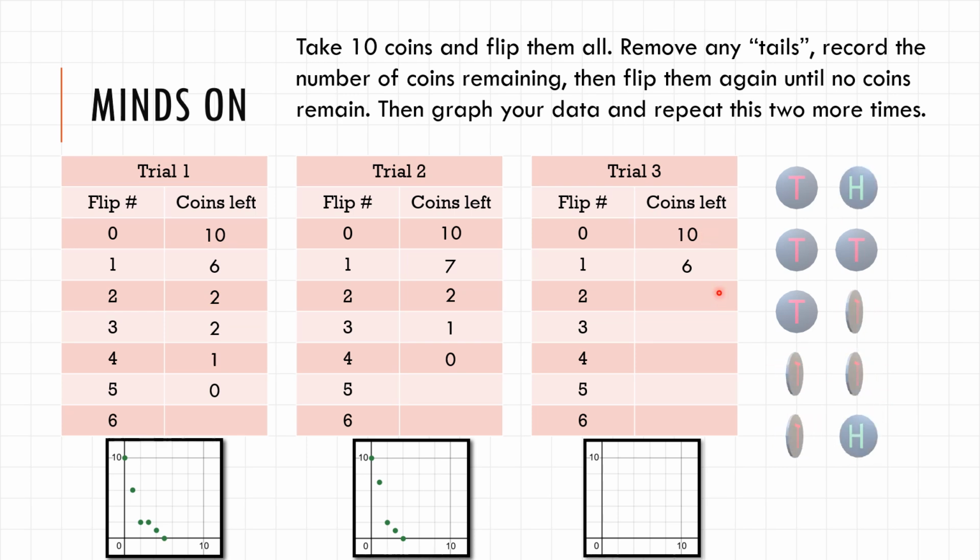1, 2, 3, 4, 5, 6 remaining. Just 2. Just 1. Oh, still 1 remaining. That guy just refuses to die. And finally, none left. All right, so this would be the data for this experiment.